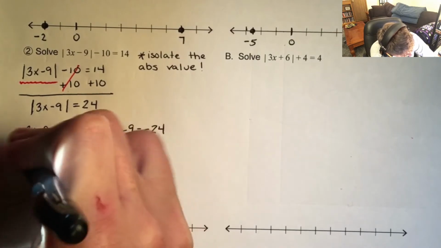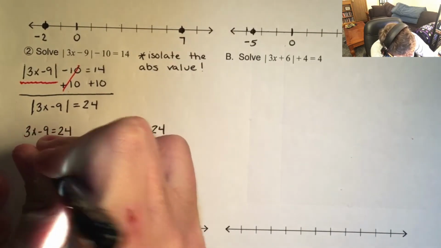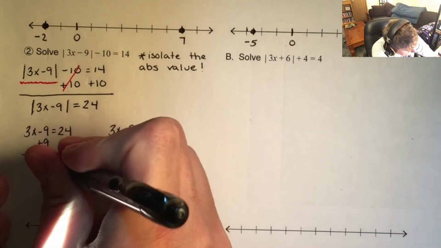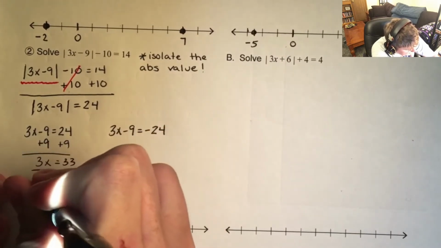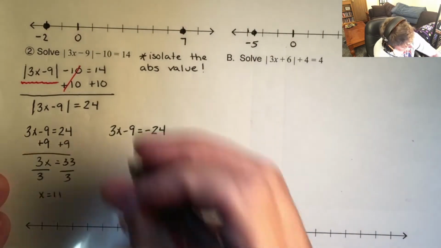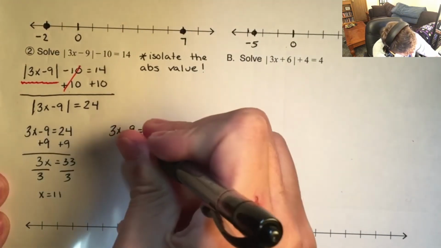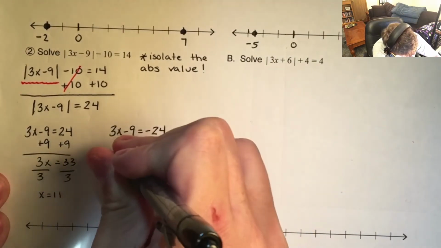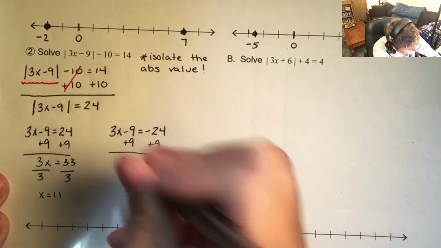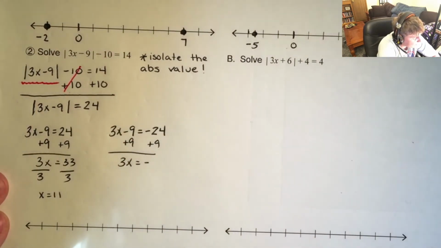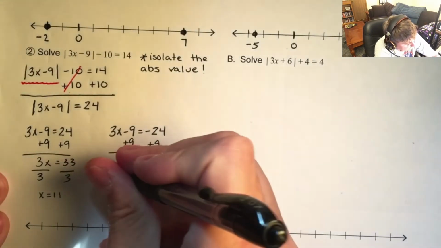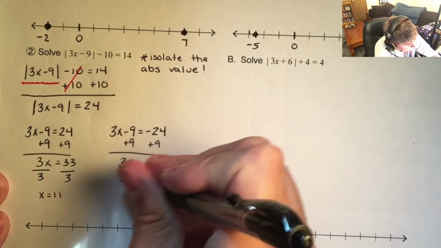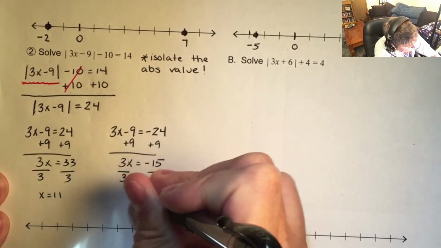Okay, so I can add 9. 3x is equal to 33. Divide by 3. x is equal to 11. I can add 9 here to get 3x is equal to negative 24 plus 9, which would be negative 15. Okay. And then divide by 3. Okay, x is equal to negative 5.